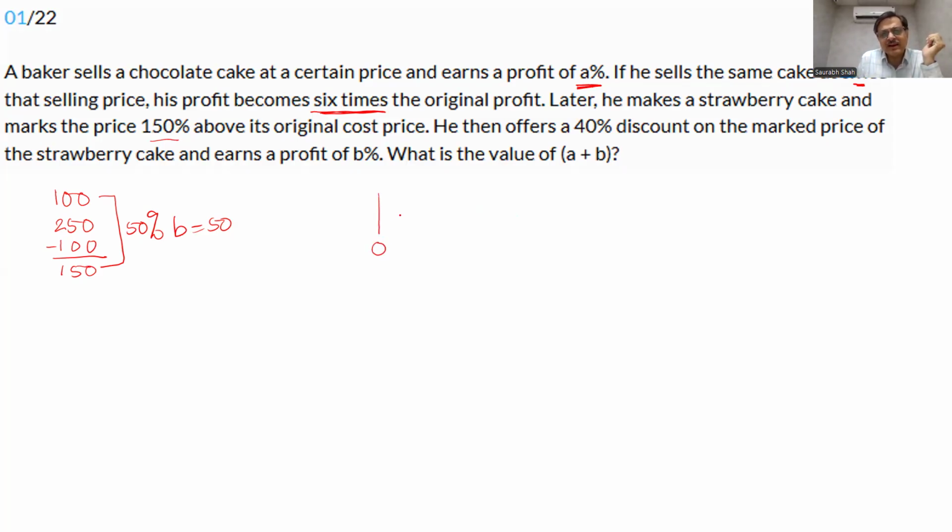Let's say on the number line 0 and we have a selling price SP. We are talking about a profit, which means the cost price has to be less than the selling price. And this gap is the profit. Now, if I sell at double the selling price, twice the SP, the profit becomes 6p, which tells me that this is 5p.